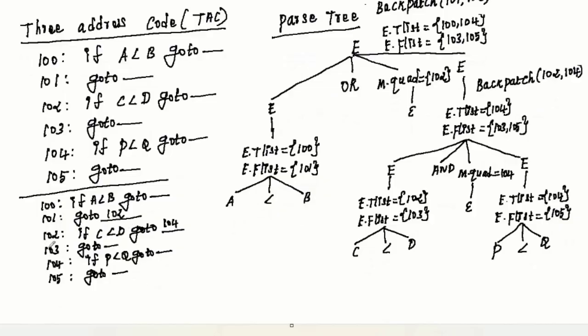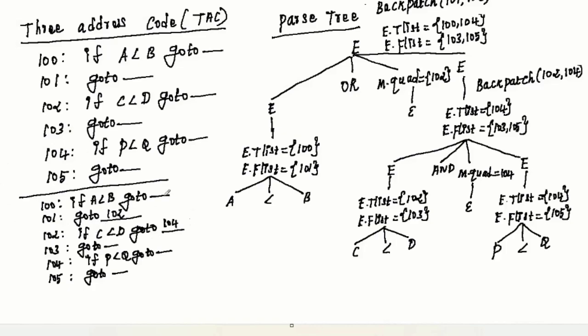Backpatching is a technique used in compiler design to fill in the missing jump addresses in control statements like if else, do while, and for loop after the target addresses are known. It helps to handle forward jumps during code generation. The advantage of backpatching is easy code generation. We can generate code in one pass without knowing all labels in advance. And it handles forward jumps, useful when the target address of a jump is not yet known, like in if else or loops.